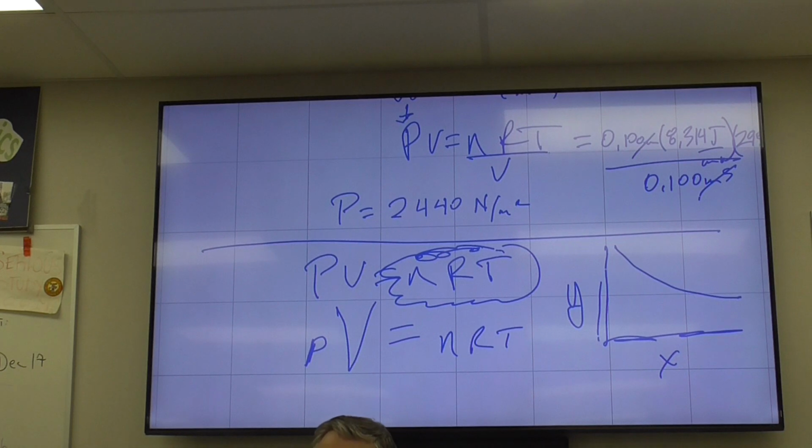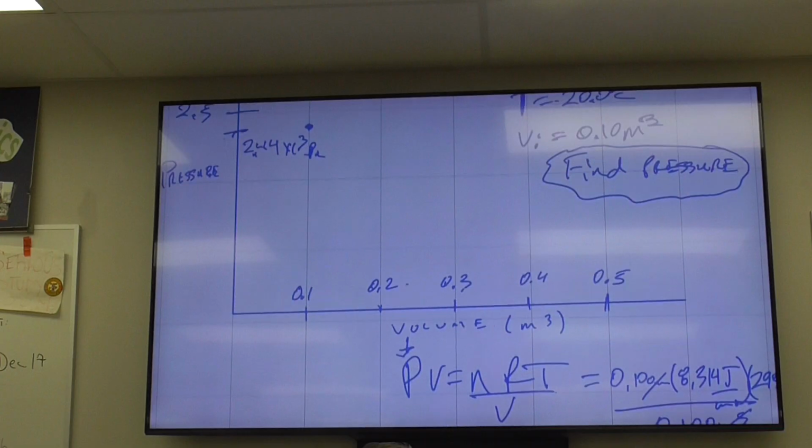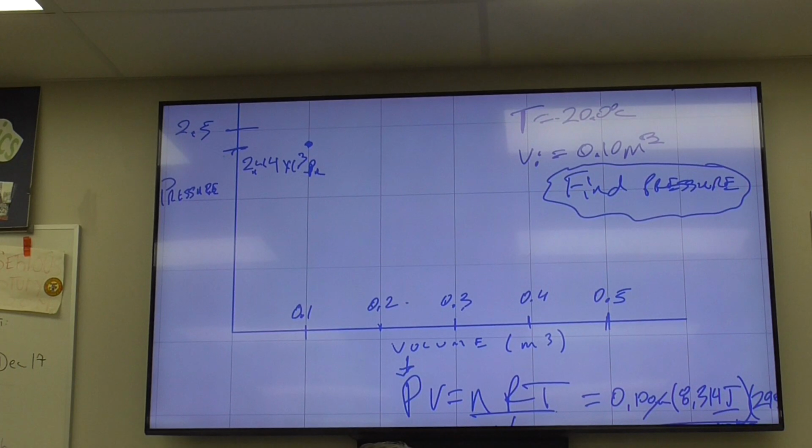Something like this, okay? As X gets bigger, Y gets smaller, okay? Simple relationship. So that's what we're going to have here. So we're going to take this line all the way out here to 0.5. So that's going to be a curved line like this, okay?